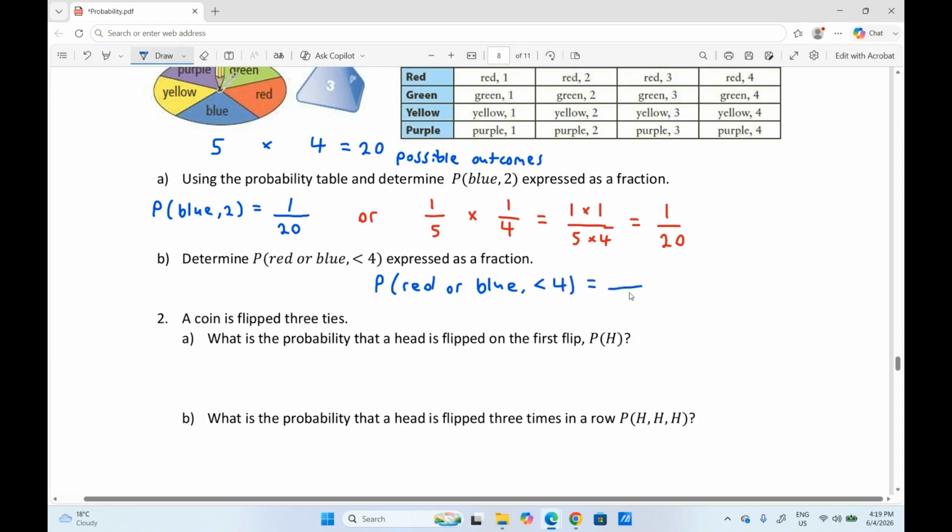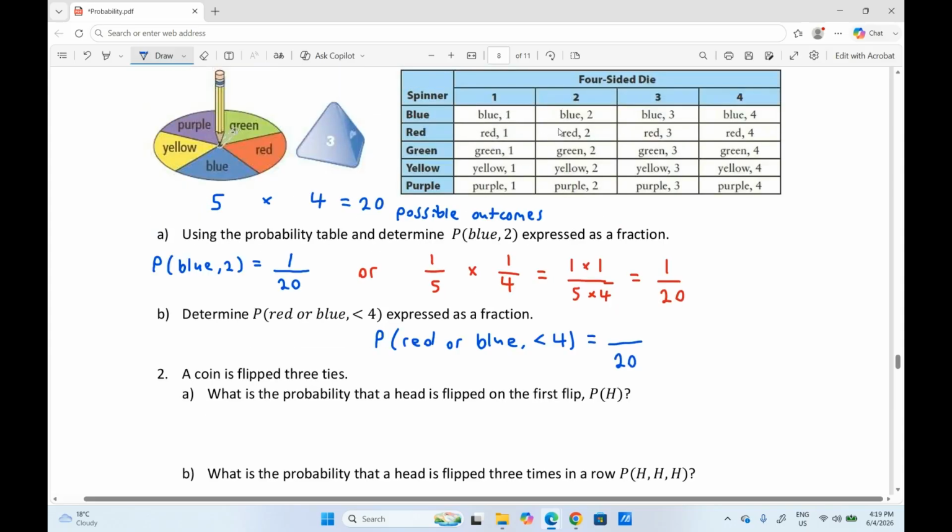So in this case here, my total possible outcomes is still 20. For red and blue, well, red and blue are up here. The numbers that are less than 4 would just be these numbers here. Blue and 1, blue and 2, blue and 3, red and 1, red and 2, and red and 3. I don't select the other colors because I only can pick red or blue. I also don't select the number 4 because I have to be less than 4. There are 6 outcomes that are either red or blue and less than 4.